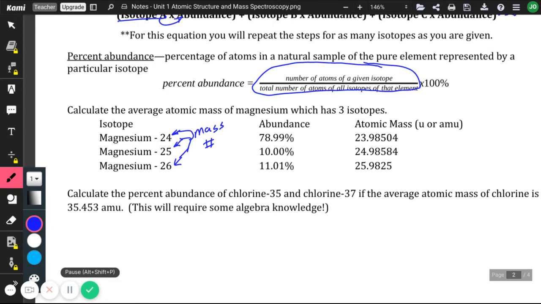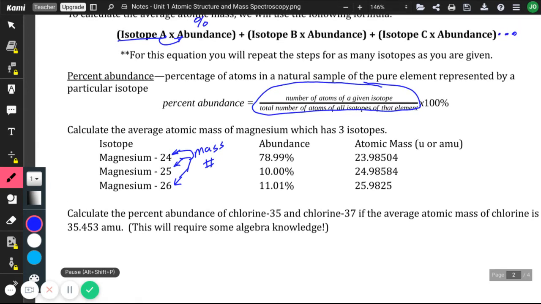Now let's look at our percent abundances. For our percent abundances, again, that came from finding the number of the atom divided by the total number of atoms that we've got. So part over whole.